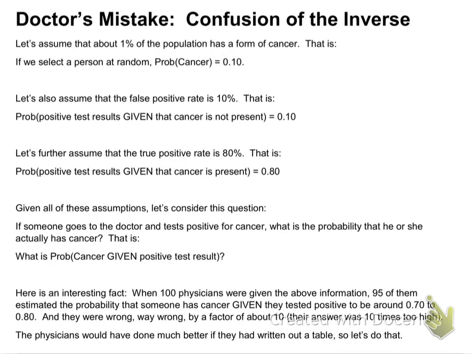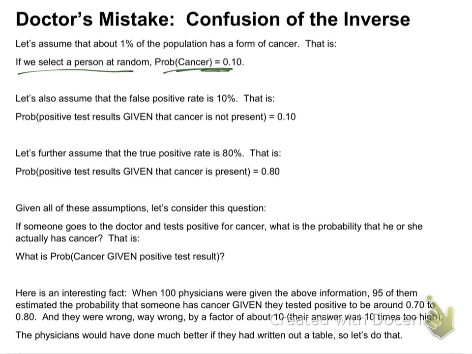Okay, so let's talk about it. Doctor's mistake, confusion of the inverse. Let's assume that about 1% of the population has a form of cancer. We'll just assume that. It's probably a little high, but let's just say so. 1% of the population has a form of cancer. That is, if we select a person at random, the probability they have cancer is 0.10.